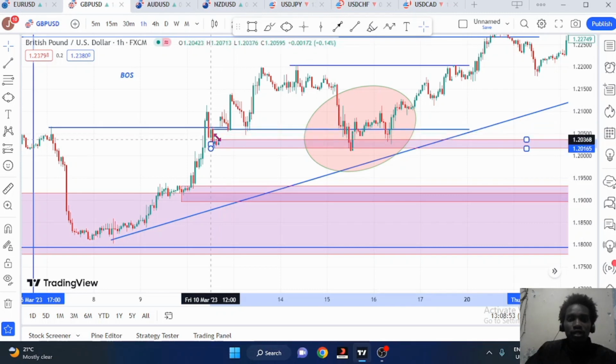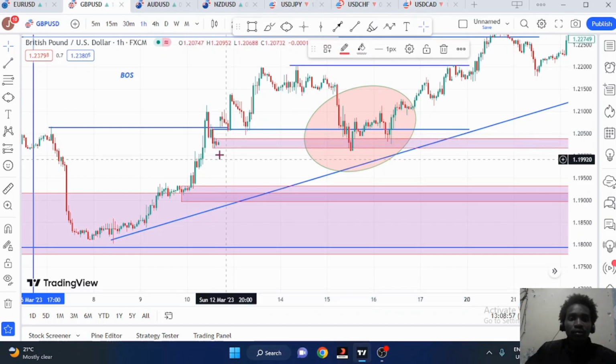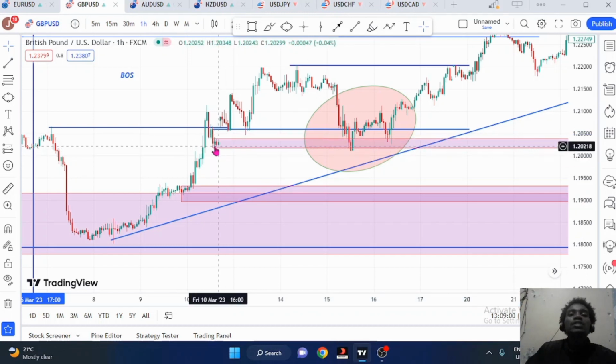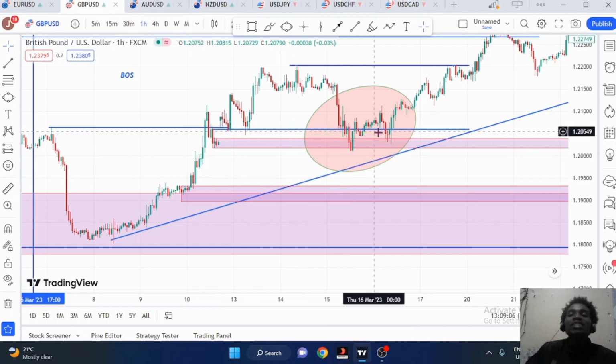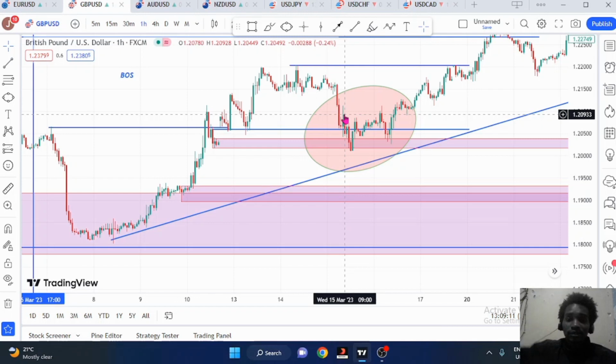Now my demand zone is narrowed into this candlestick. This one. So you can be in a position to see that demand is a zone, not a line.